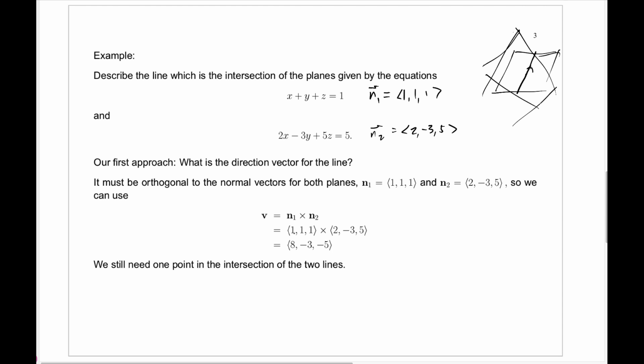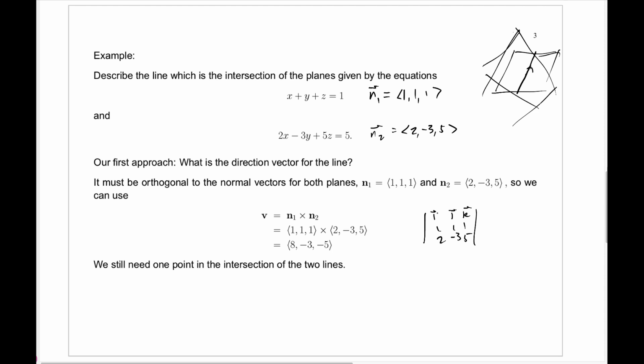And if we just write down that cross product, the cross product of 1, 1, 1 and 2, negative 3, 5. Remember, there's a nice way to remember how to do this. You take the vector i, the vector j, the vector k, and you look at the determinant of this matrix, where you put n1 there and n2 here. And you can read off the entries for n1 cross n2.